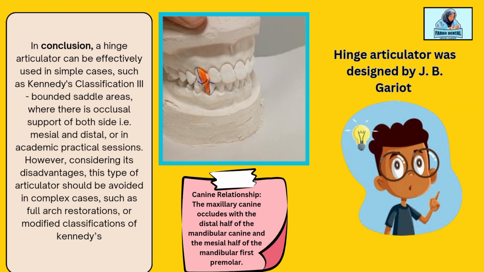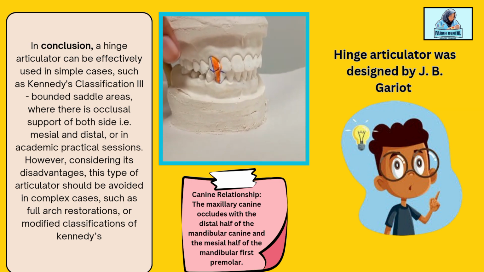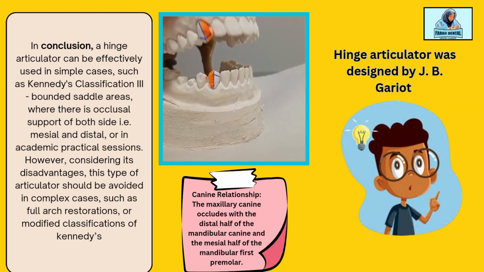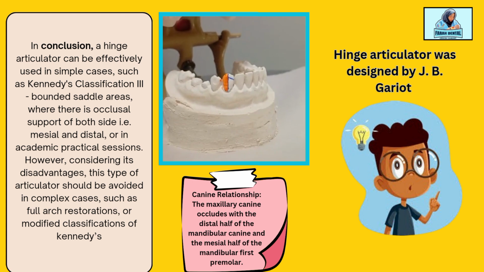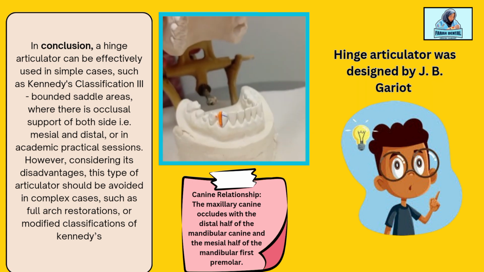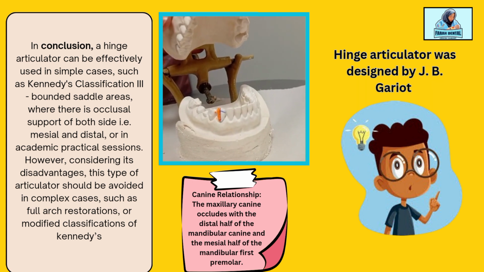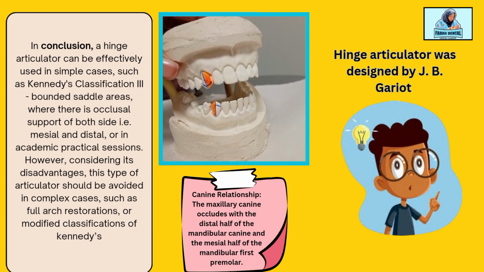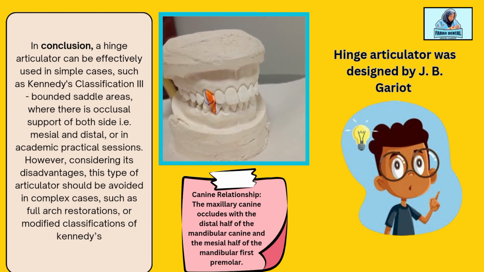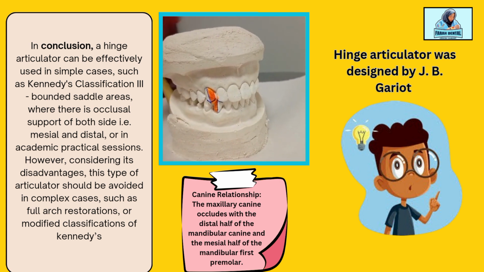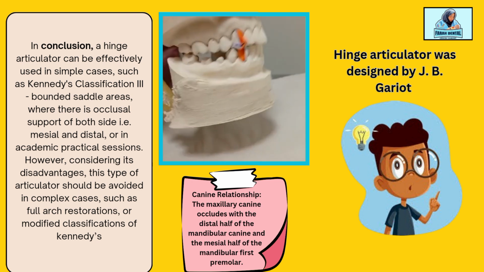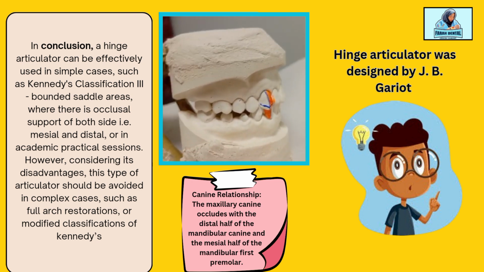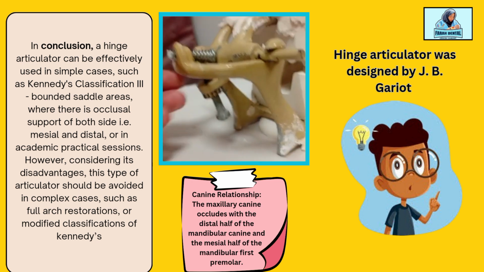Do you know? While articulating, you must know about the occlusal guideline and its relationship. Here we have the canine relationship. What is the canine relationship? A maxillary canine occludes with the distal half of the mandibular canine and the mesial half of the first premolar. Another thing you should know: the hinge articulator was designed by J.B. Griot.